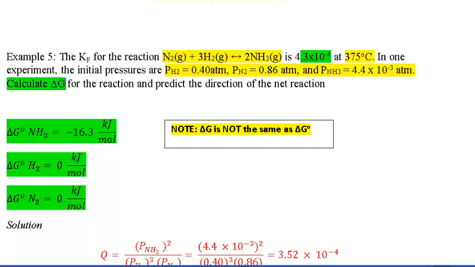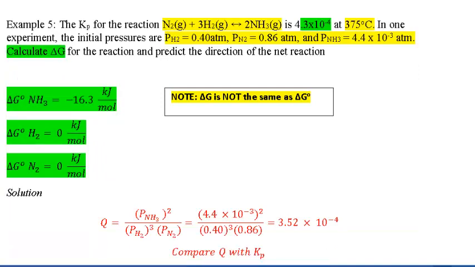Now it's very important you recognize that we're calculating delta G. These are not standard state. This is not 1 atmosphere. This is not 25 degrees. So we're calculating delta G, not delta G naught. However, interestingly, to get to delta G under non-standard state conditions, we need the values of delta G naught for these individual reactants or products. The first thing I do in this problem is to calculate Q.